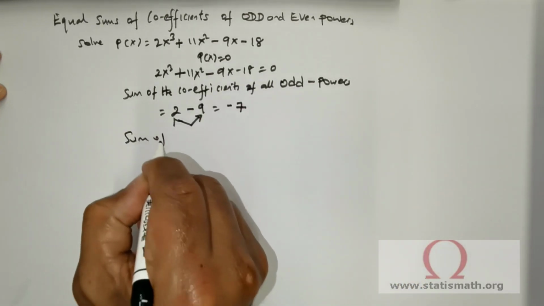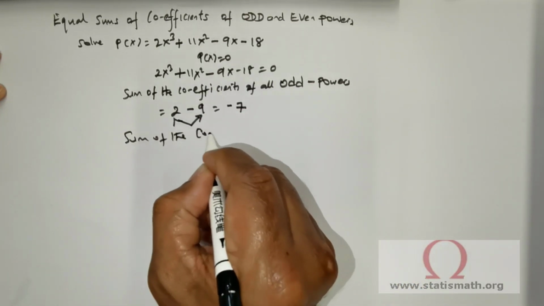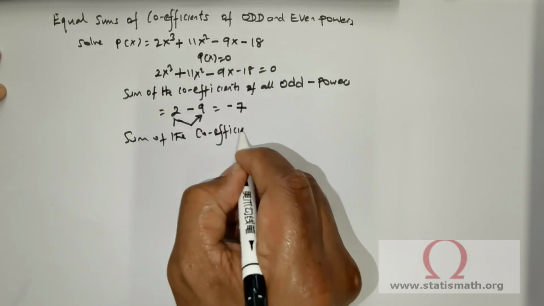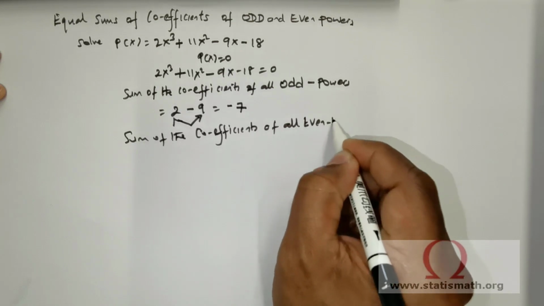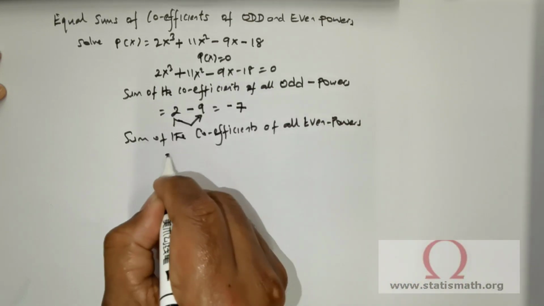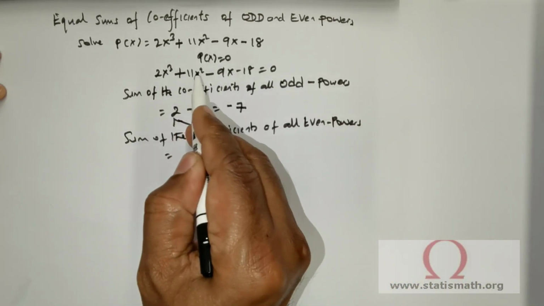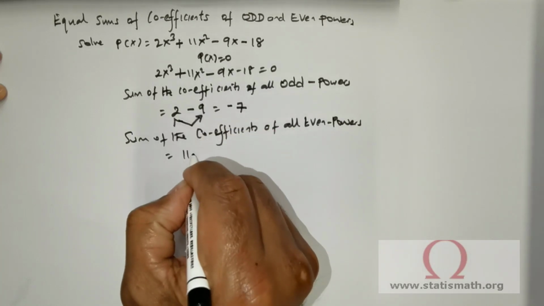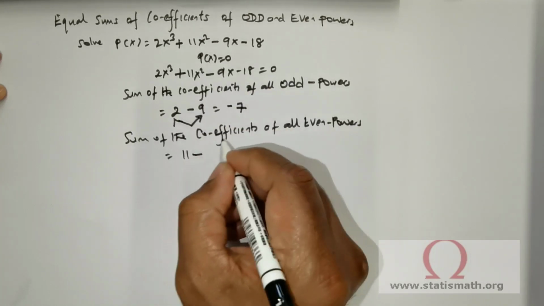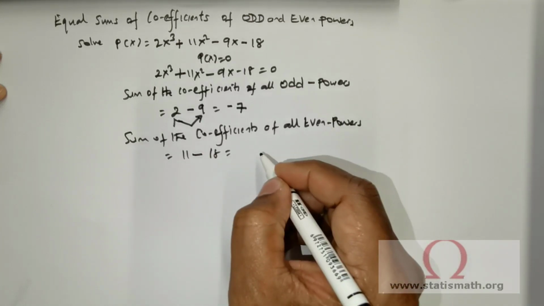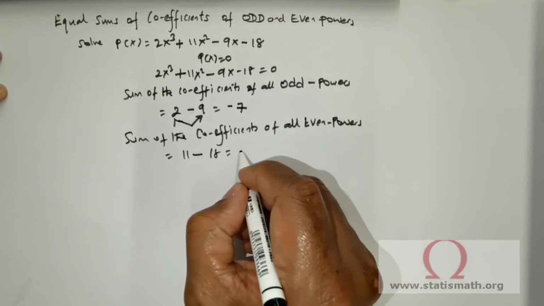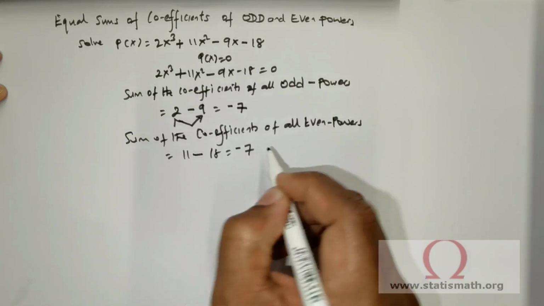Now you take the sum of the coefficients of all even powers. The coefficient of x² is 11, and the constant term also falls under the even category, so it's −18. You add these two things up, you get −7.